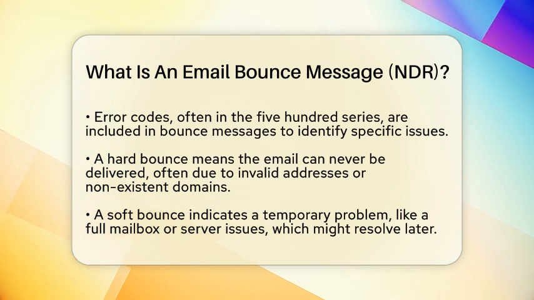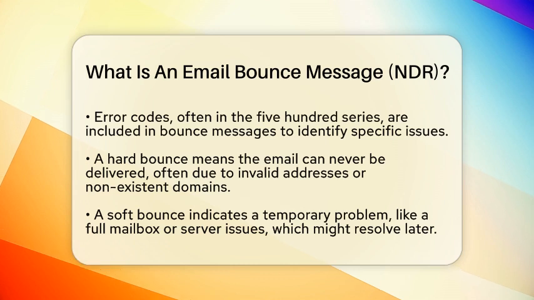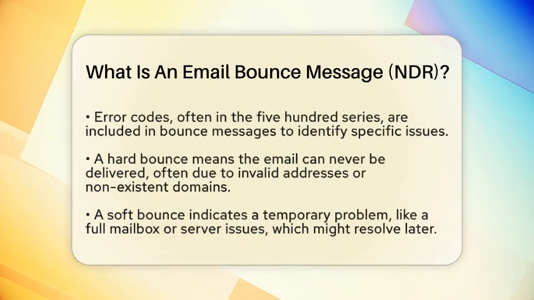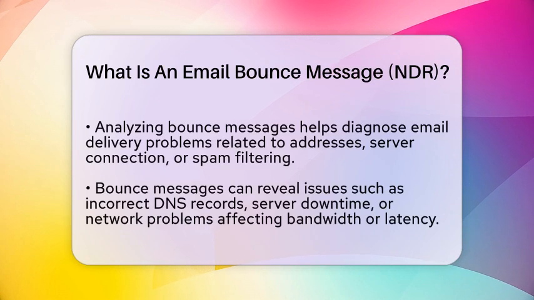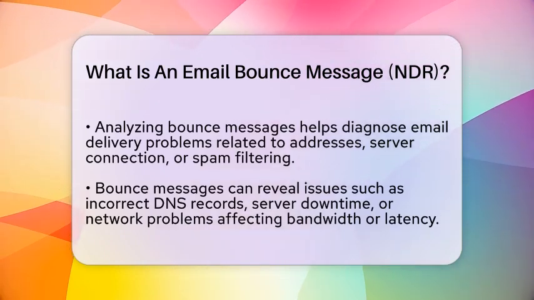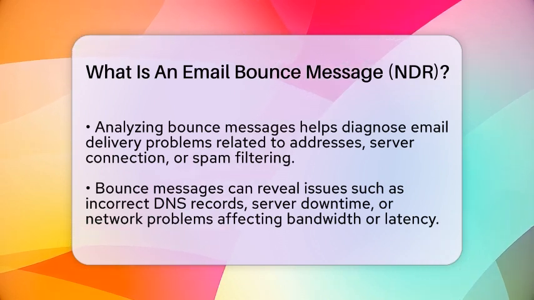If the recipient server can't accept the email, it sends an error code, often in the 500 series, indicating a problem. These error codes help diagnose the issue. For example, a hard bounce means the email can never be delivered. This could happen if the email address is wrong or the domain no longer exists. A soft bounce means the problem is temporary, like a full mailbox or server issues. Soft bounces might resolve if you try sending the email again later.